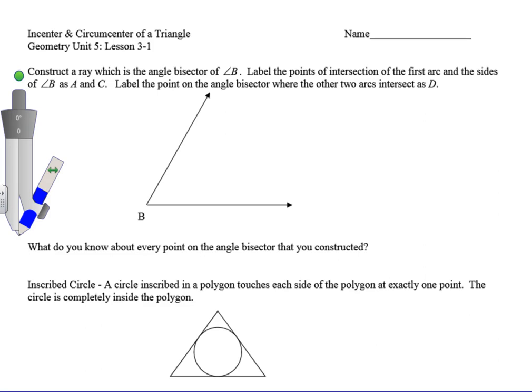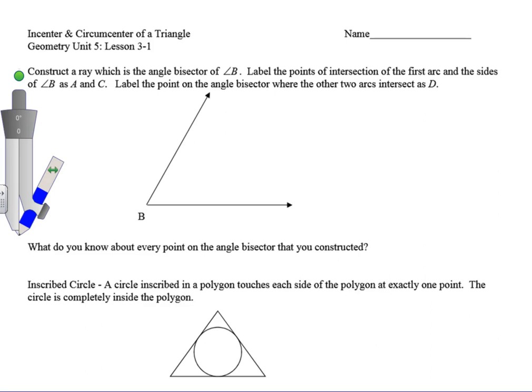Here in Unit 5, we're talking about Lesson 3. We're going to look at two vocabulary terms today, the incenter and the circumcenter of a triangle. We're going to define those and look at the relationships that we can determine because of those things.